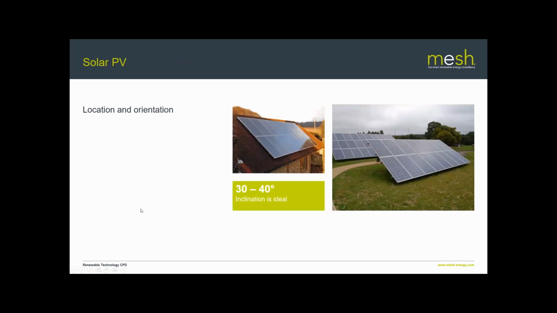Okay, so solar PV, things to think about with solar PV, and this also kind of applies to solar thermal as well. Obviously the panels can go either ground mounted or roof mounted. Typically roof mounted is more popular. If you have ground mounted panels, they have to get planning permission.